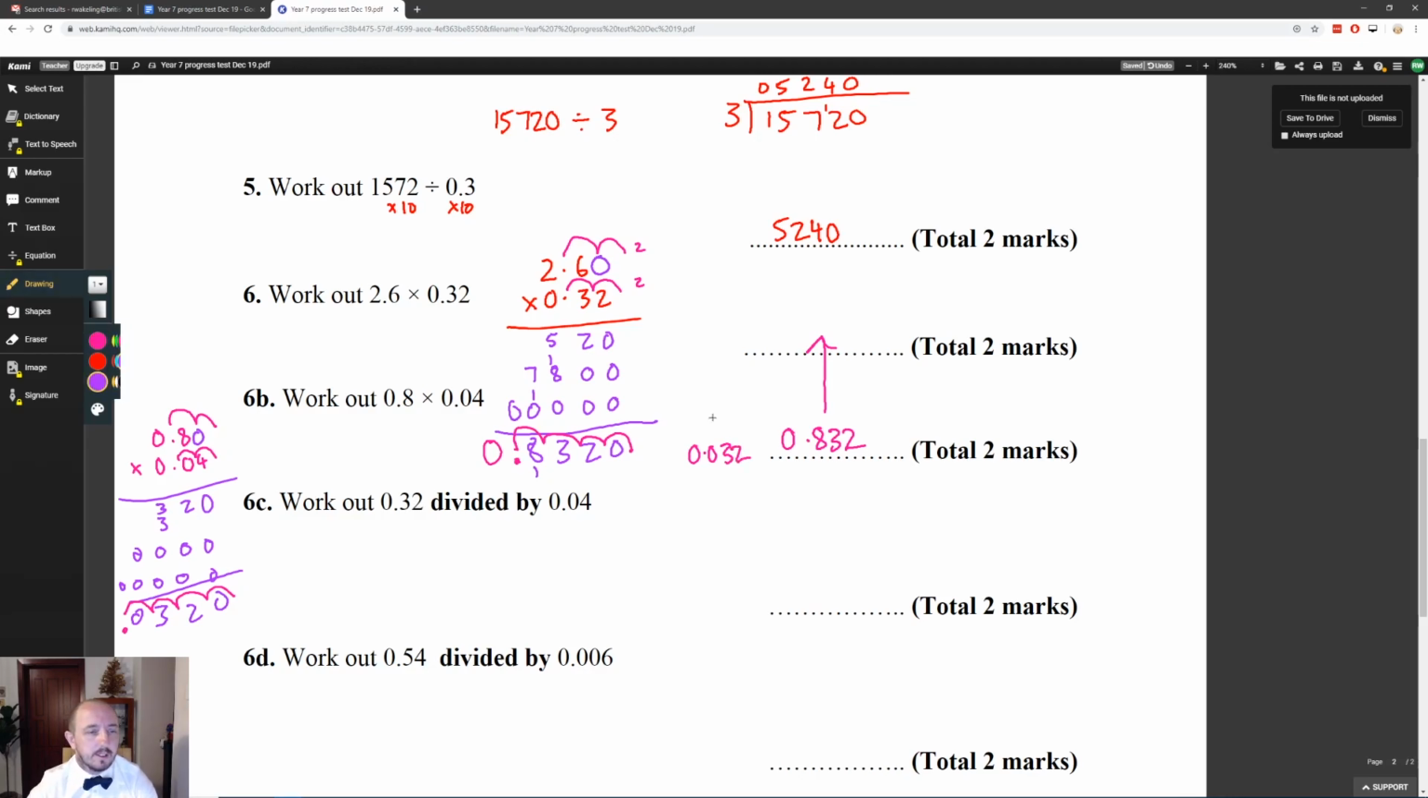For the next question, 0.32 divided by 0.04. Let's do times by 100 for both of these. Then we have 32 divided by 4. So that one's a lot easier to do now, so we can just do 8 there.